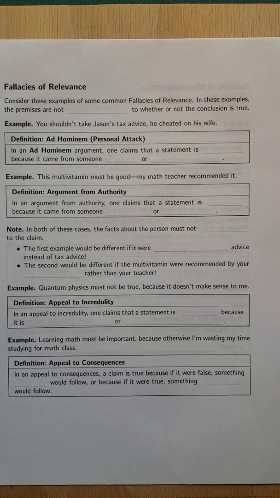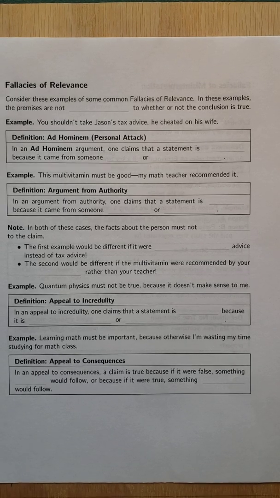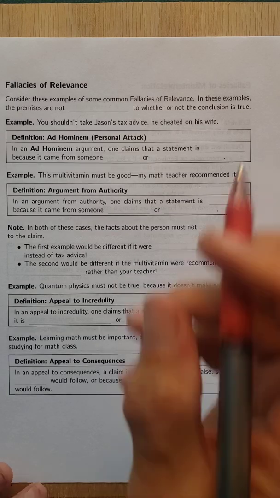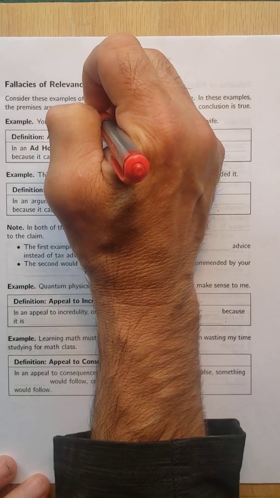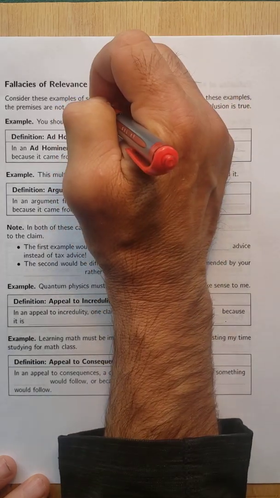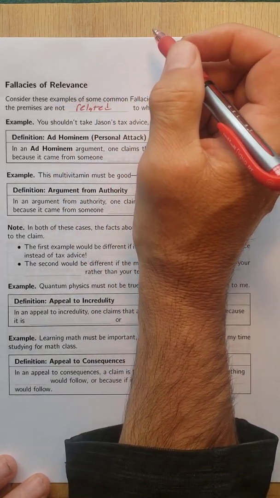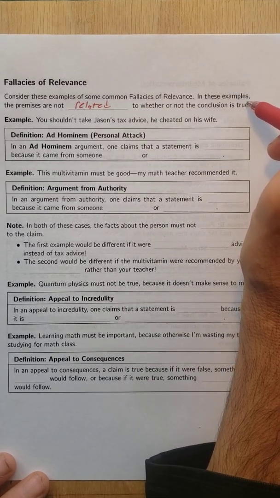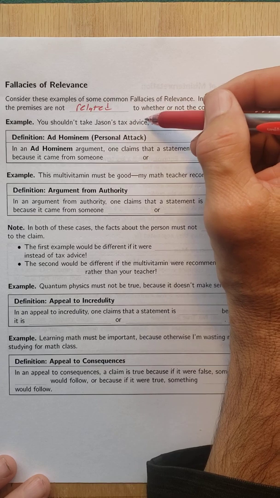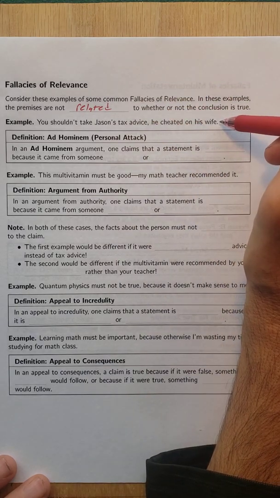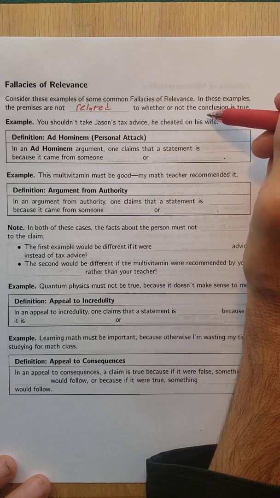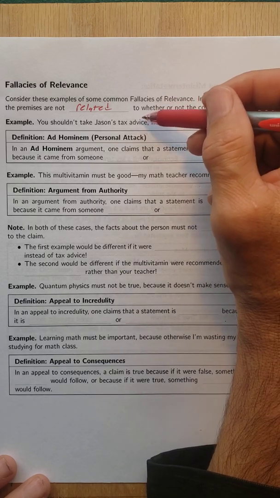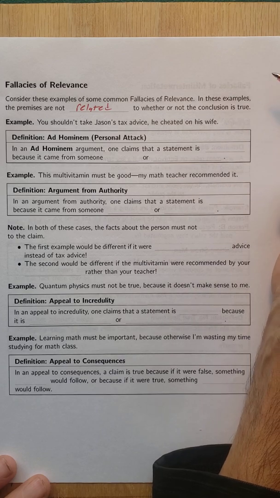All right, so consider some of these common fallacies of relevance. In these examples, the premises are not related to whether or not the conclusion is true. You shouldn't take Jack's tax advice. He cheated on his wife. So there's a premise, but it really doesn't have anything to do with it. Tax advice and cheating on his wife, two different things.